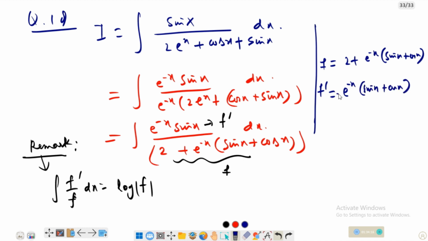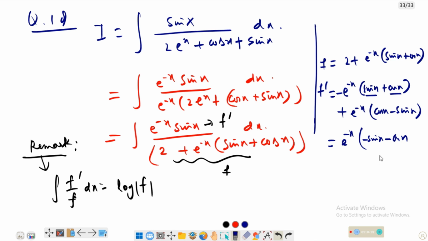Minus times plus e to the power minus x, derivative of sin x is cos x, or derivative of cos x is minus sin x. Okay, this is basically if I take a common e to the power minus x, this is equal to minus sin x minus cos x.